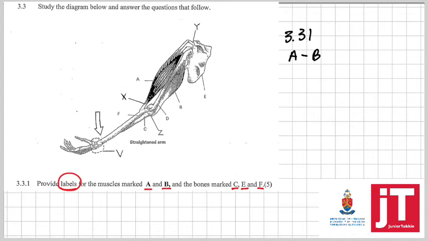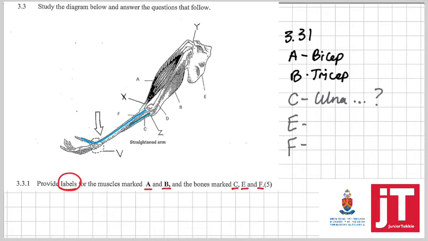Question 1 says, label muscles A and B and bones C, E, and F. And I've labeled A and B as the bicep and the tricep. And in trying to identify the bones C, E, and F, how do we know that C is the ulna? Remember, in one of the previous videos we spoke about how do we differentiate between the radius and the ulna when looking at the forearm.